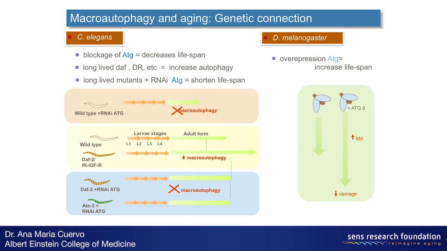Similar studies have been done in flies, and in this case, they show that just by overexpressing one of these autophagy genes, it seems to be enough to increase the lifespan of the flies. And actually, when you look at those flies, the process of neurodegeneration that is usually associated with the aging of the flies was clearly slowed down.